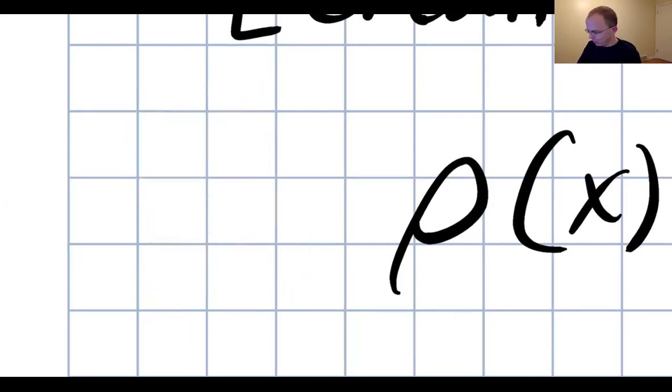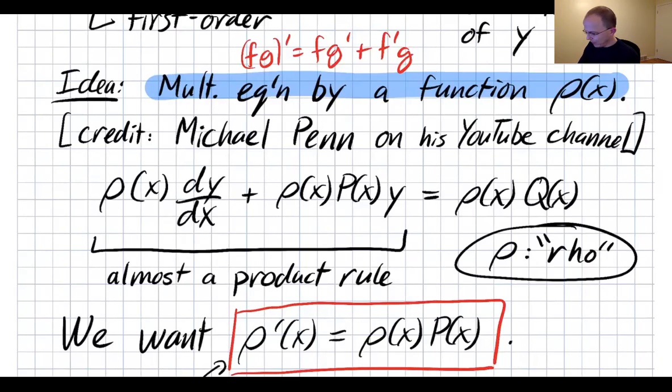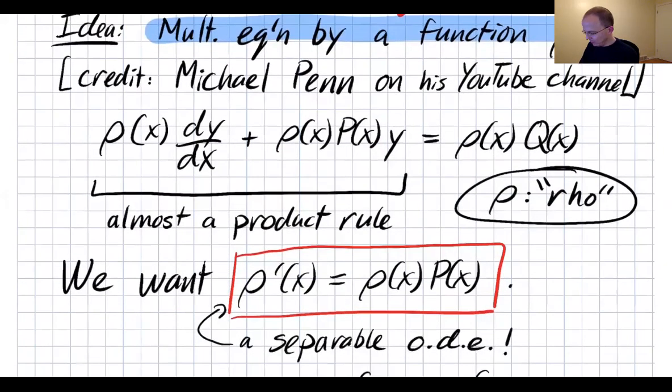Right, so that's rho. Okay, so we want rho of x so that rho of x prime is equal to rho of x times P of x. So that's what we want.